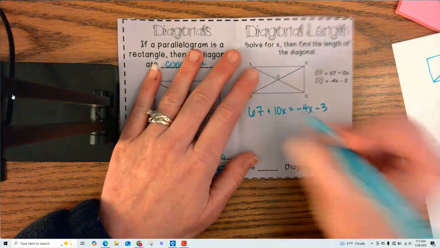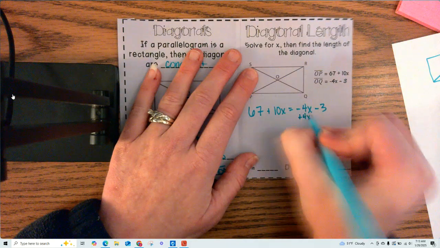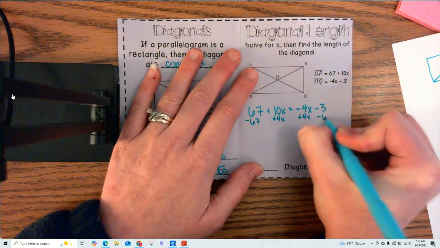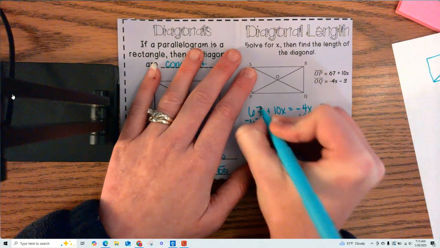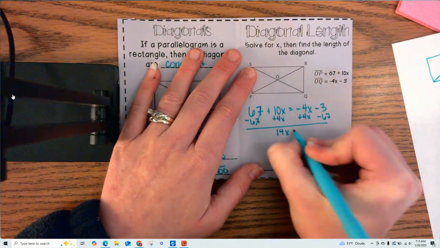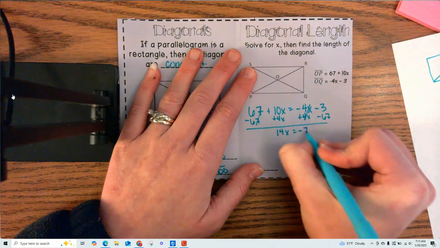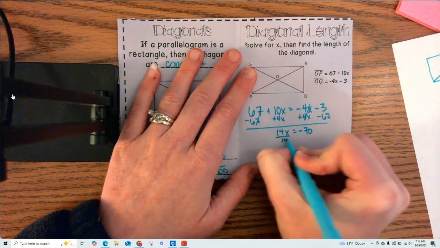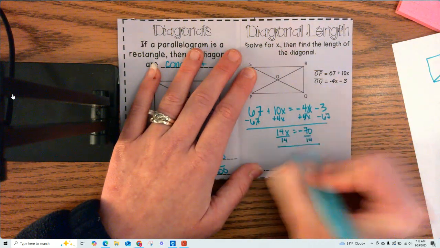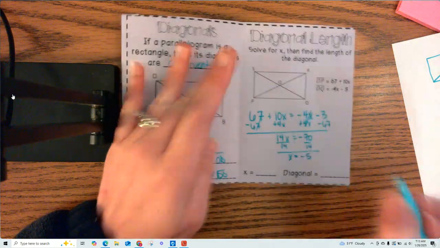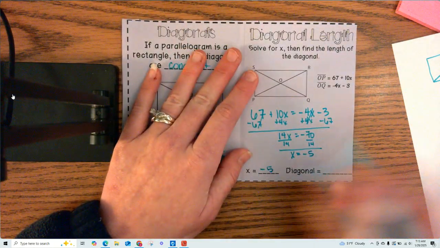Okay, so if I solve this by hand, I'm going to add 4x to both sides, and then I'm going to subtract 67 from both sides. That way this cancels, and then this would be a negative 70, and then I would divide both sides by 14, and x is going to equal a negative 5. But I'm not done. That's what x equals.